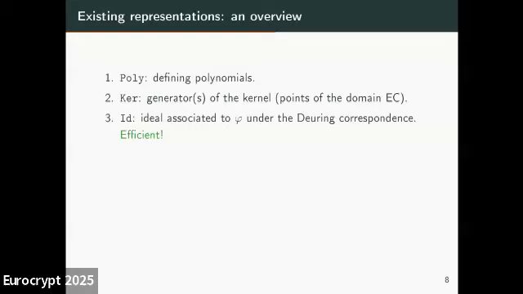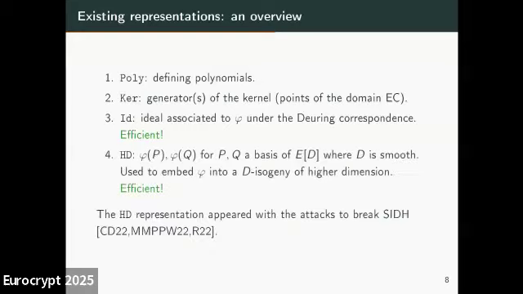So that's pretty nice. And actually, we have another example of an efficient representation, which comes from these attacks against SIDH that appeared a few years ago. It turns out that if you evaluate your isogeny on a few well-chosen points, then you have an efficient algorithm to actually compute the isogeny and evaluate it on every other point. And that gives us another example of an efficient representation.